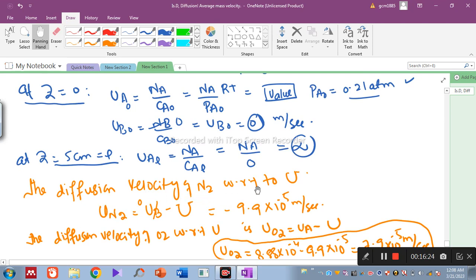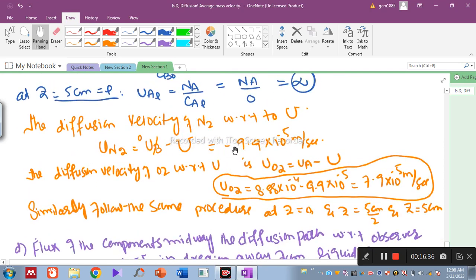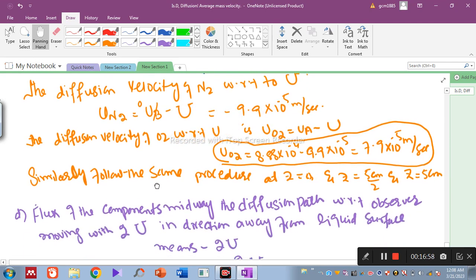The diffusion velocity of nitrogen with respect to the molar average velocity is equal to the velocity of nitrogen minus the molar average velocity. So this will be equal to this one. The diffusion velocity of oxygen with respect to the molar average velocity will be equal to the velocity of oxygen minus the molar average velocity of the mixture. Again, this will be equal to this one for oxygen, and the same process will be applied for z is equal to 0, z in the middle, and z at the bottom position.